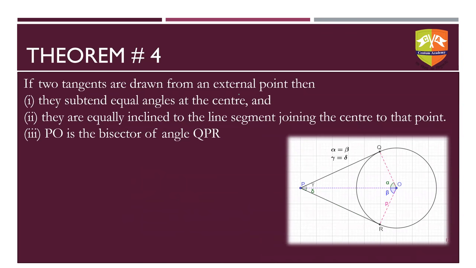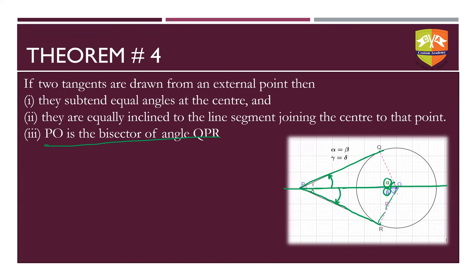Okay, so the following theorem is regarding that only. See, two tangents are drawn from an external point. This can be given as a question. So they subtend equal angles at the center. So you can see this is PQ. It is subtending angle alpha here. And PR is another tangent and it is subtending an angle beta here. So alpha is equal to beta. Same proof. And similarly, they are equally inclined to the line segment joining the center to the point. What does it mean? So this is the line segment joining the center to the point. And both of them are equally inclined. So this is alpha, gamma and this is delta. Right? So we have proved it in the previous slide. And PO is the bisector of angle QPR.